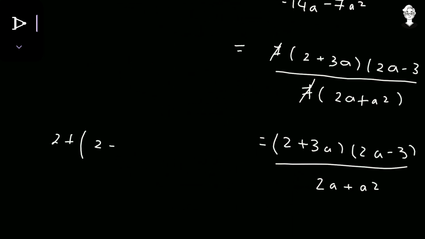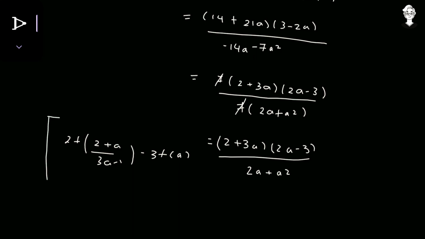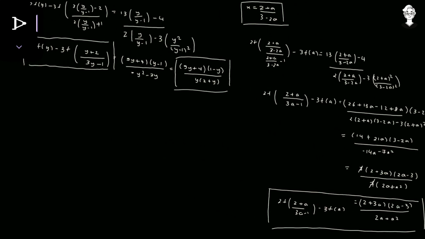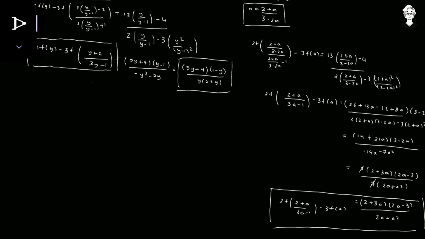times f of (2 plus a) upon (3 times a minus 1) minus 3 times f of a. This is the value of this particular thing, that 2 times f of (2 plus a) upon (3 times a minus 1) minus 3 times f of a is equal to that particular thing. So here we have the first thing and here we have the second thing. So as I told you in the beginning of the solution, that if there is a function equal to some equation, we can just replace the variable x with y, y with z, anything like that. So over here we have that the variable present is y, and over here the variable present is a. So first of all we will just replace y and a with x.